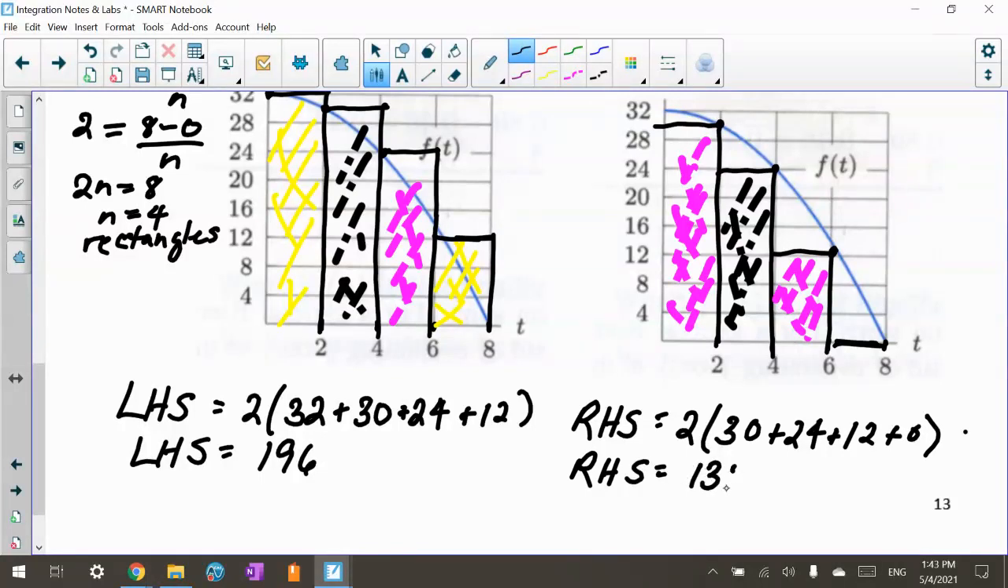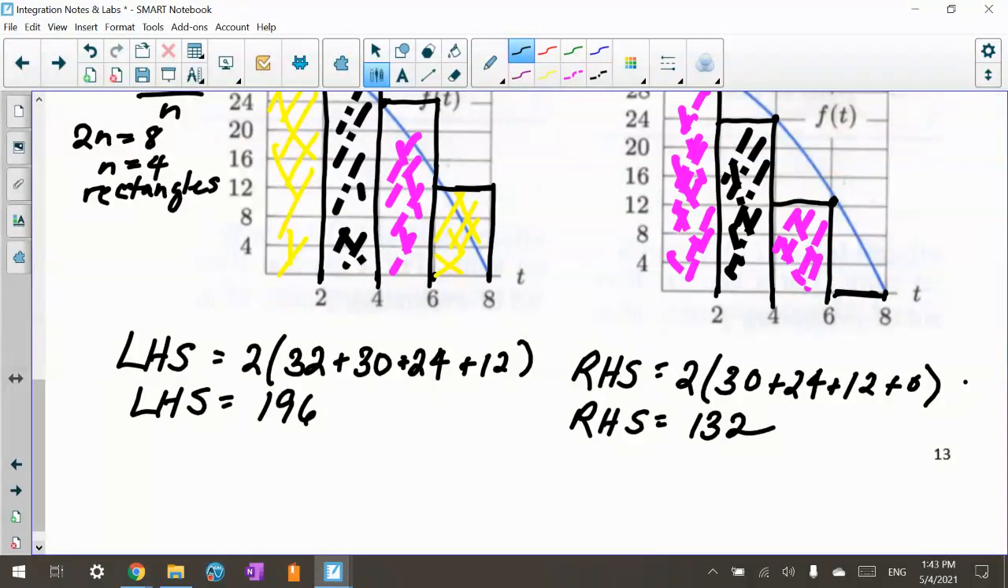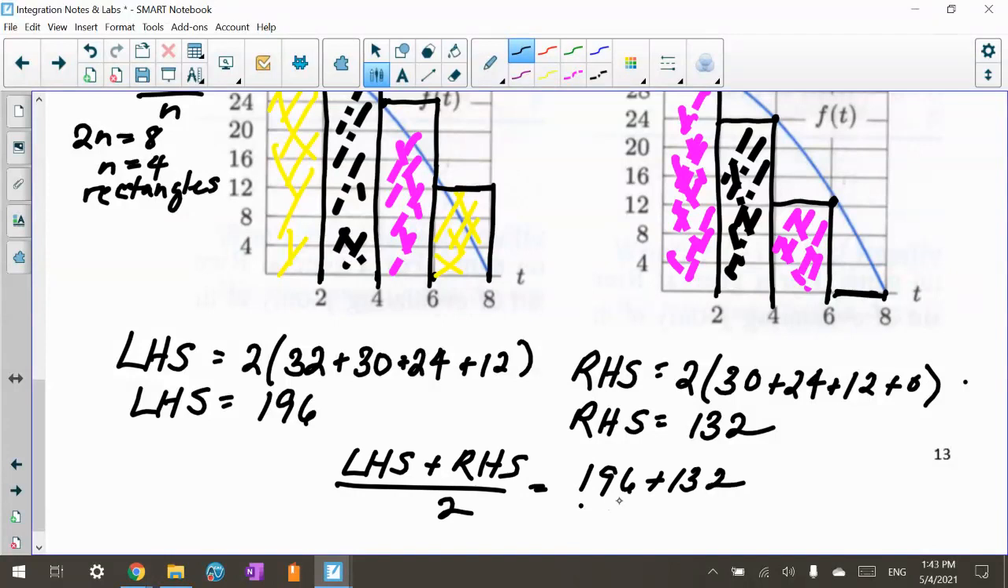Now, if I want to average this out, same curve, I'm going to do the left-hand sum again, plus the right-hand sum, divided by 2. So I have 196 plus 132 divided by 2. So I get the area under the curve is about, let me see on this one, 164 is the area under the curve.